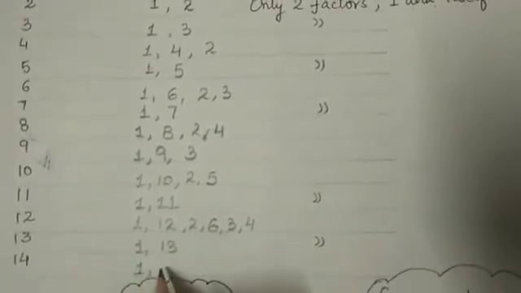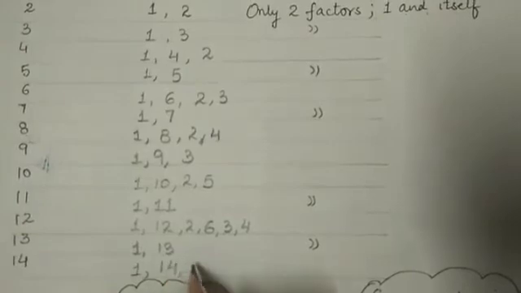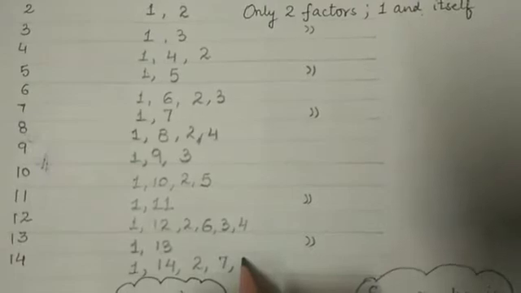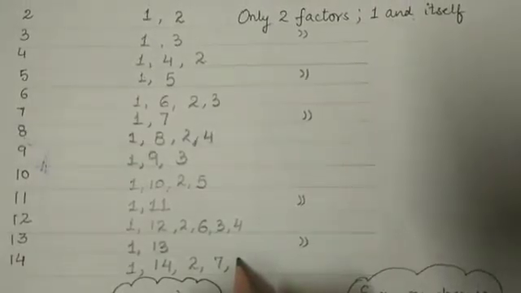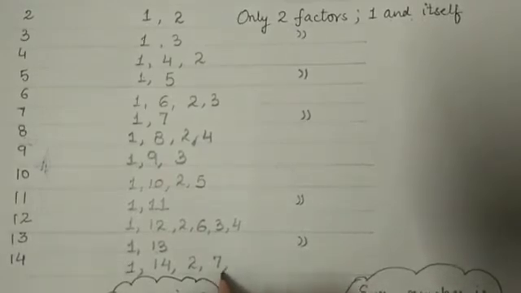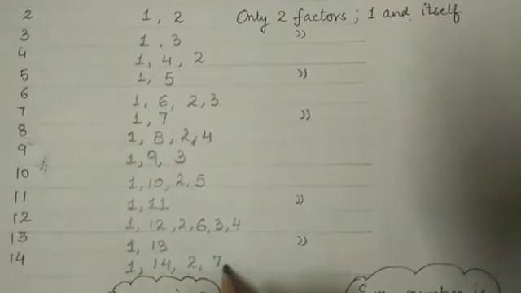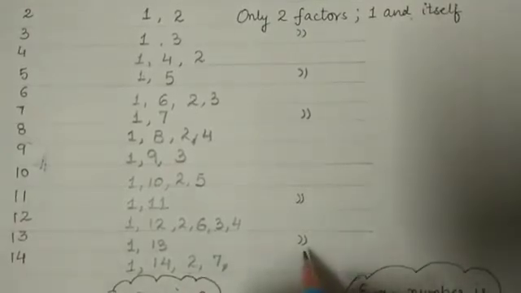Now 14. 1 fourteens are 14. 2 sevens are 14. 3 not divisible. 4 not divisible. 5 no. 6 no, and 7 we have written, 7 twos are 14. It means all factors are completed.